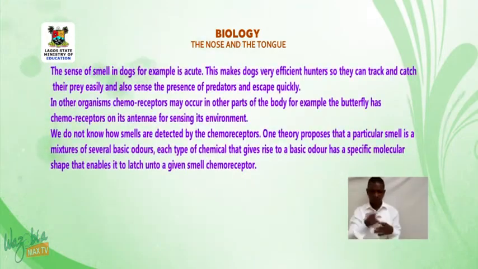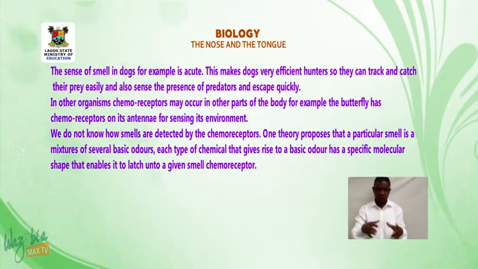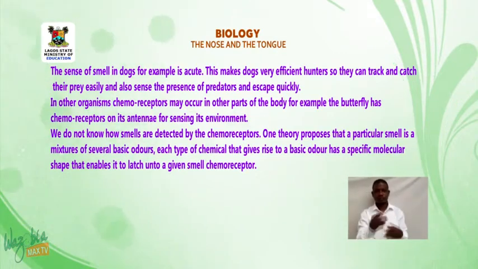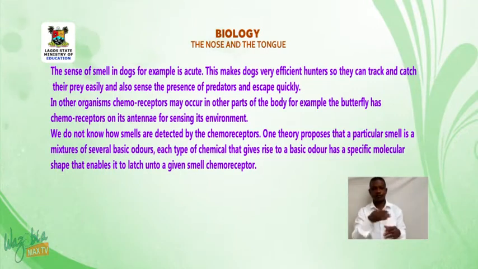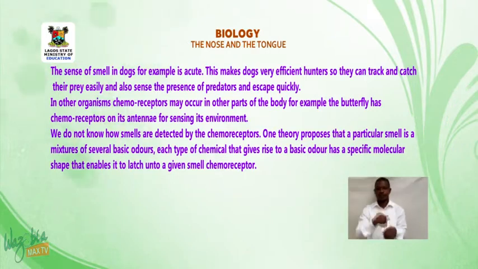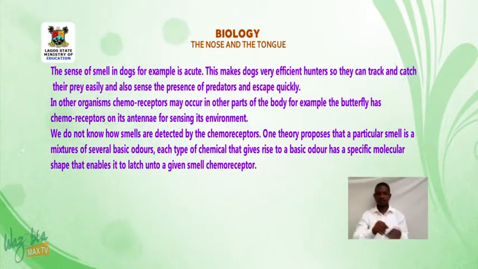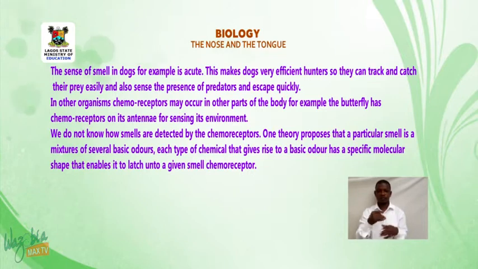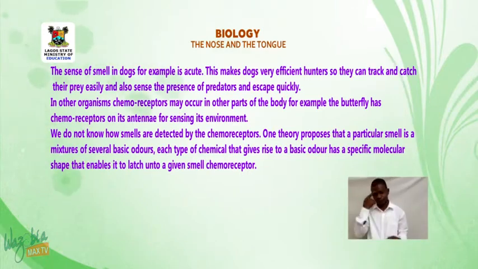The sense of smell in dogs, for example, is acute. This makes dogs very efficient hunters, so they can track and catch their prey easily, and also sense the presence of predators and escape quickly.